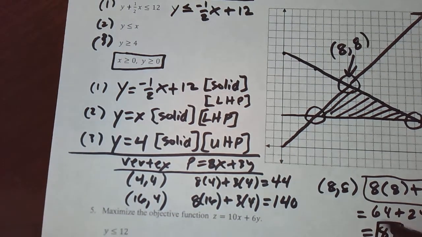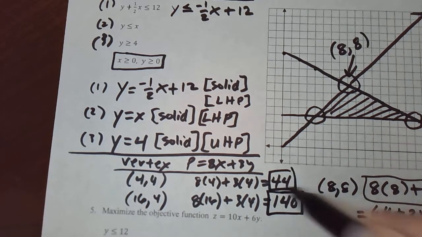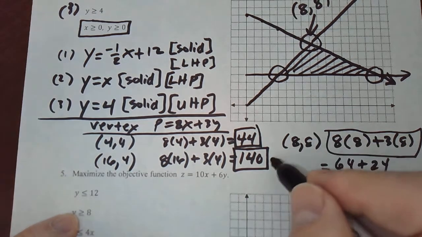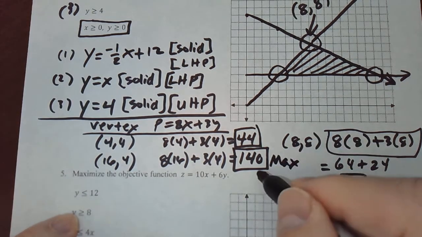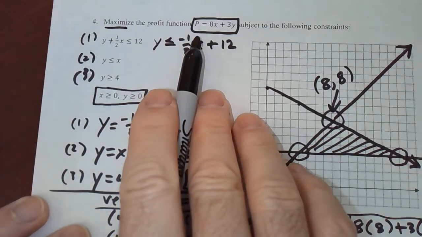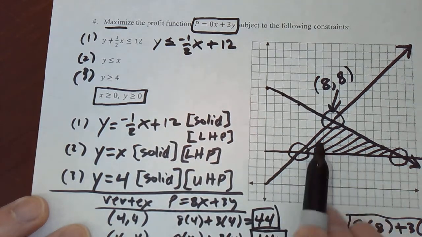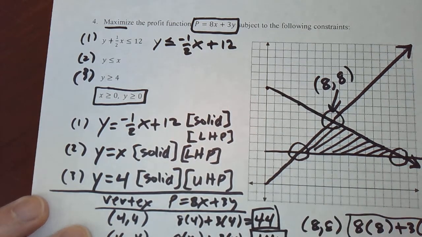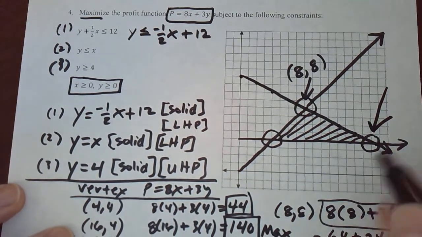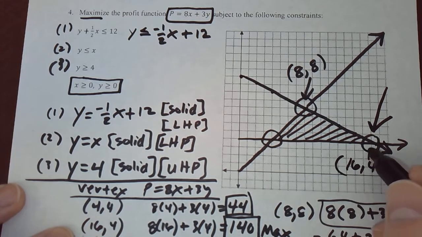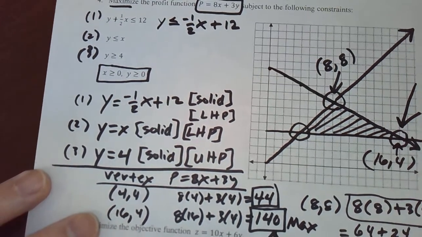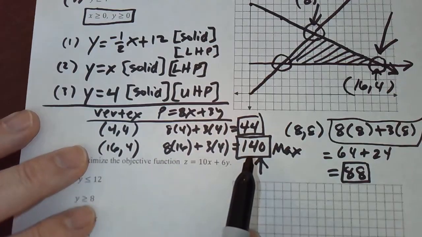So the three values we look at for profit at the three corner points are 44, 140, and 88, and we find the max. And that's the winner. So to maximize this profit function, the maximum profit within this feasibility region, it always occurs at a corner point. It would occur at this point right here, which is 16, 4. X equals 16, y equals 4. And the value of the profit at that point would be 140.